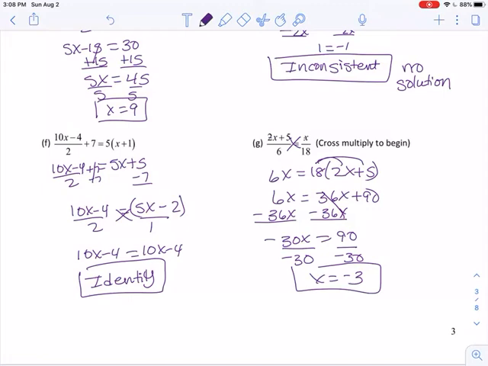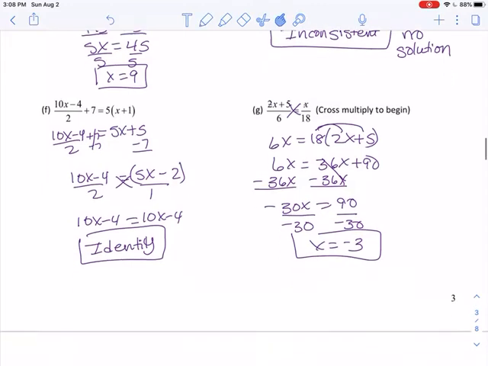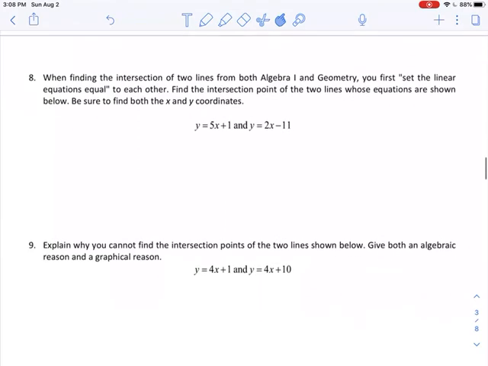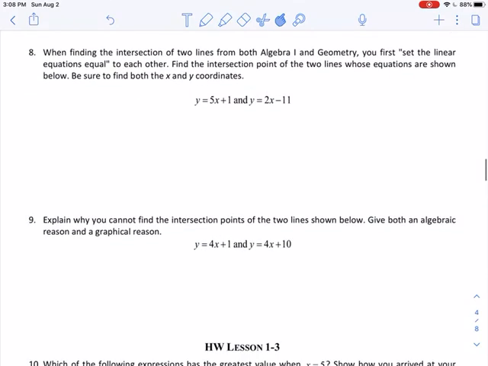Okay, on the next page, I have 2 more problems. So number 8, when finding the intersection of 2 lines from both Algebra 1 and Geometry, you first set the linear equations equal to each other. Find the intersection point of the 2 lines whose equations are shown below. Be sure to find both the x and the y coordinates.